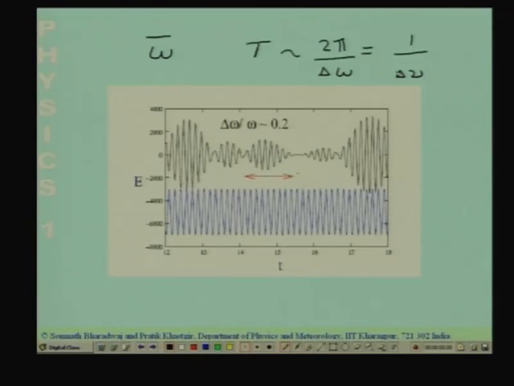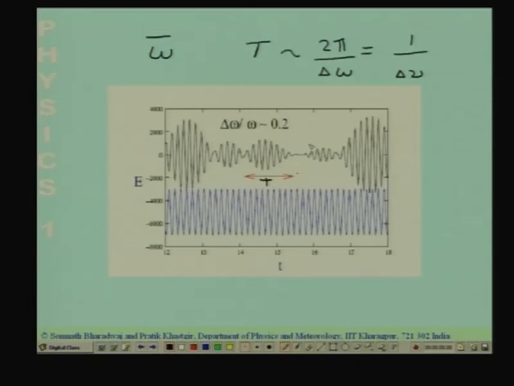So when you have a spread in frequencies, you have a fast oscillation at the mean frequency, but the amplitude and the phase both change slowly on a time scale t, which is of the order of 1 by the bandwidth, 1 by the frequency spread, or in terms of angular frequencies 2 pi by delta omega. And here I have shown you the time scale t on which the amplitude is changing.